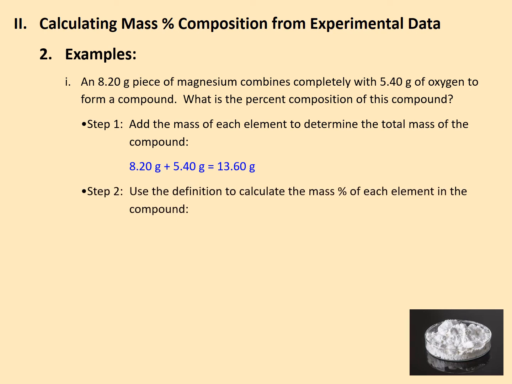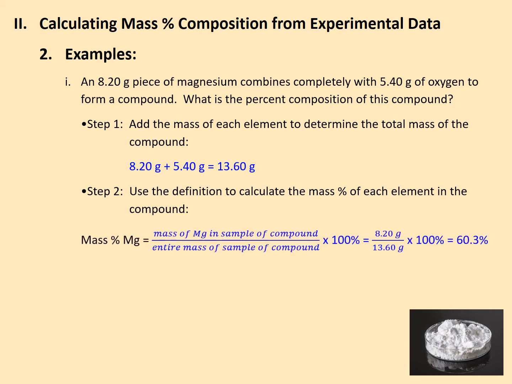In the second step, we're going to use the definition to calculate the mass percent of each element in the compound. Starting with magnesium, we take the ratio of the mass of the magnesium in our sample divided by the entire mass of the sample. In our compound, 8.20 grams is magnesium. We divide that by the total mass of the compound, which we said was 13.60 grams from step 1. We multiply that by 100% and we get 60.3%.